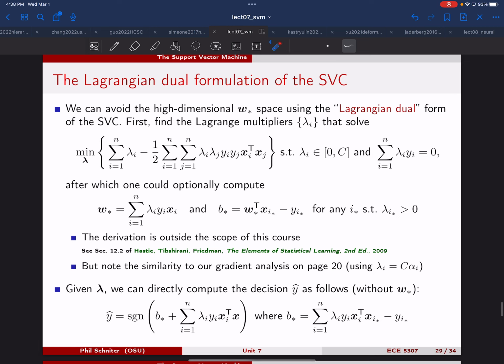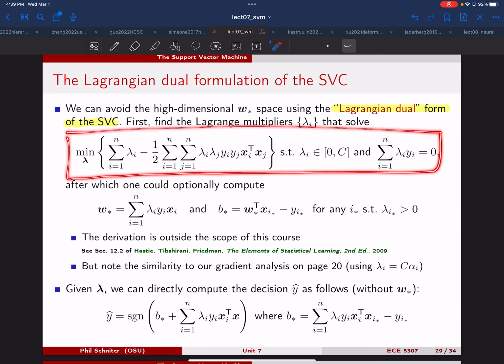So the first thing we have to do is rewrite our SVC in a slightly different way. This probably looks really weird and crazy, but this is what we're going to do. Instead of trying to solve for the weights W and the bias B, we're instead going to solve for some Lagrange parameters lambda. And what we need to solve is this constrained optimization problem.